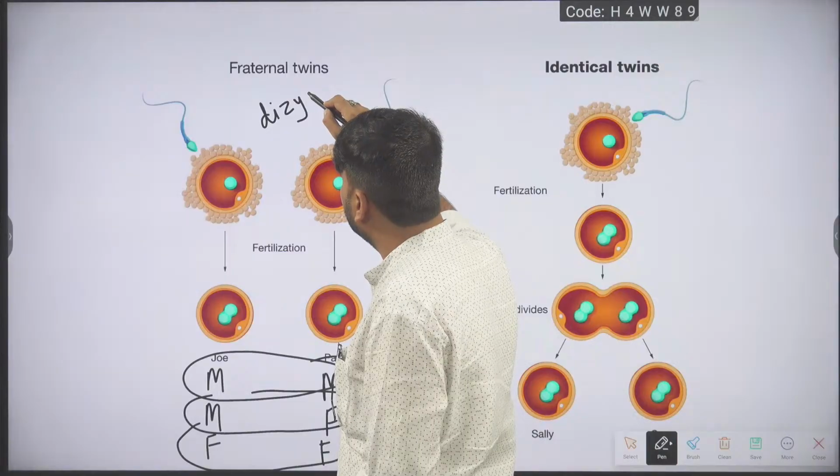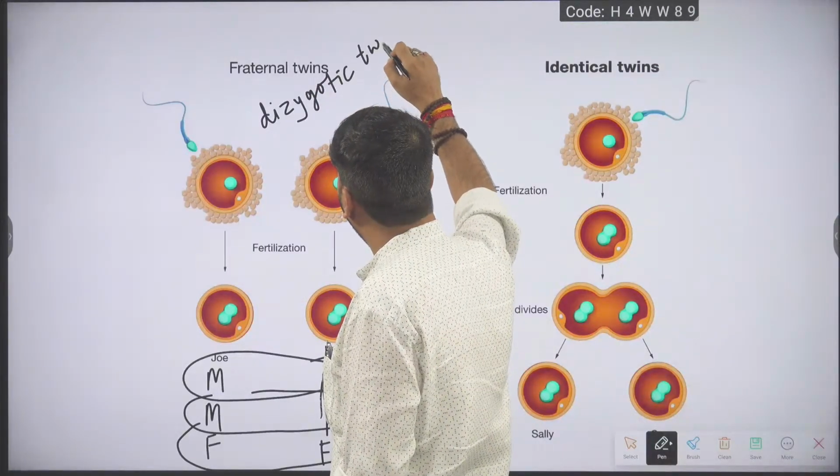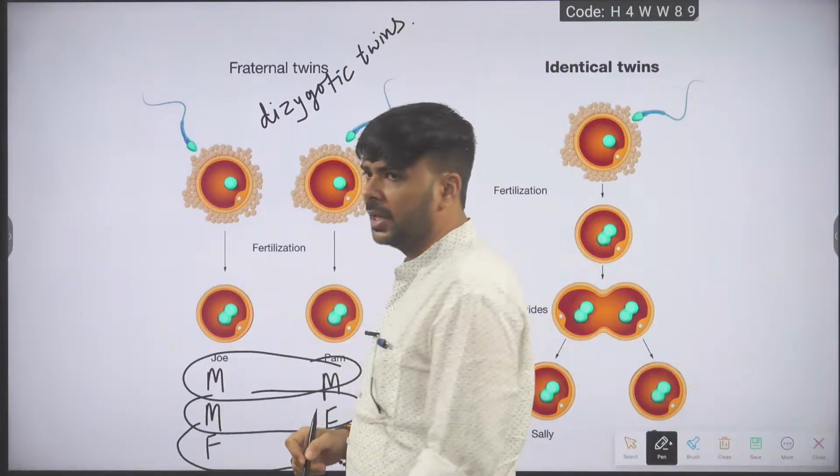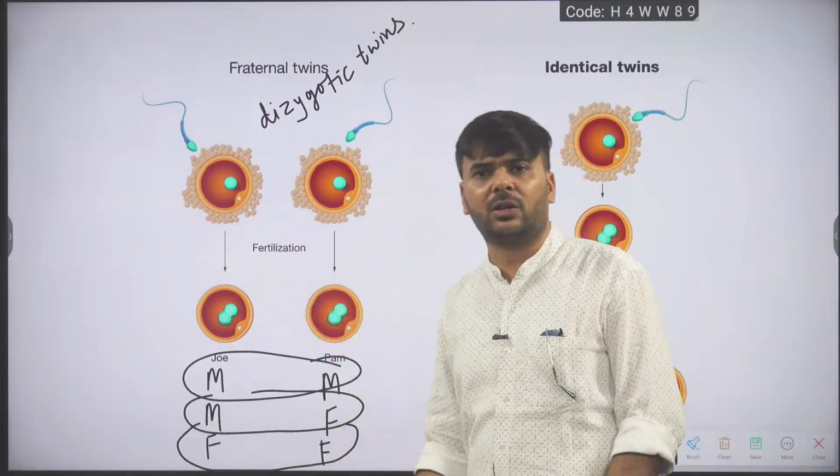Dizygotic twins. Dizygotic means two zygotes are formed. Non-identical because the genetic material is not matching.